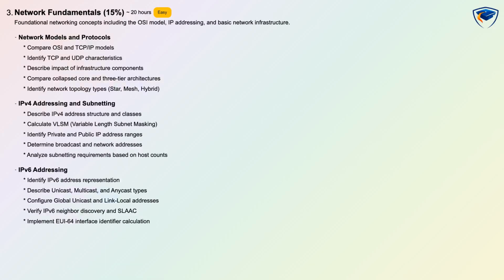Network Fundamentals makes up 15% of the exam and is considered easy with about 20 hours of study focused on conceptual and scenario-based assessment. You will master foundational topics like the OSI and TCP/IP models, TCP versus UDP behavior, common network topologies and architectures, and the role of infrastructure components. IPv4 addressing and subnetting, including VLSM and calculating broadcast and network addresses, are central, and you will also learn IPv6 representation, SLAAC, link local addressing, and EUI-64 interface ID calculation.